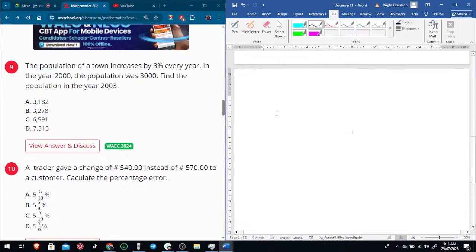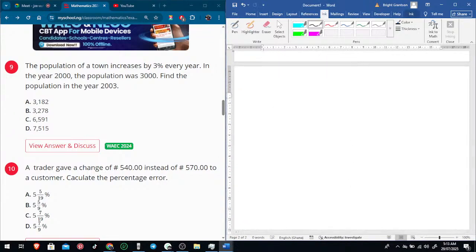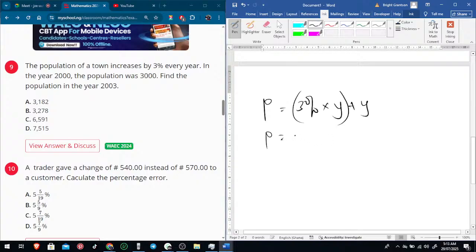It says the population of a town increased by 3% every year. So let's say the population of the town increases by 3% times every year. Increase, please. You're adding the 3% to the original. So for example, if this year the population is 100, plus 3% of 100, this one is going to be a growth. It's going to be a growth function.